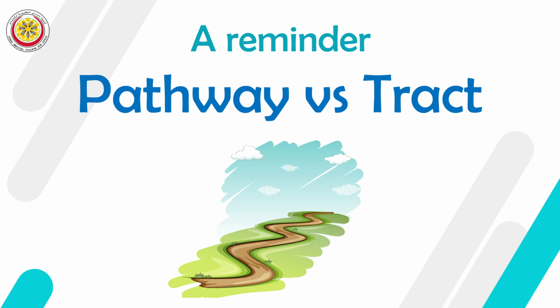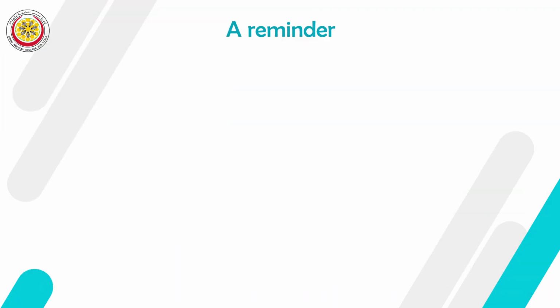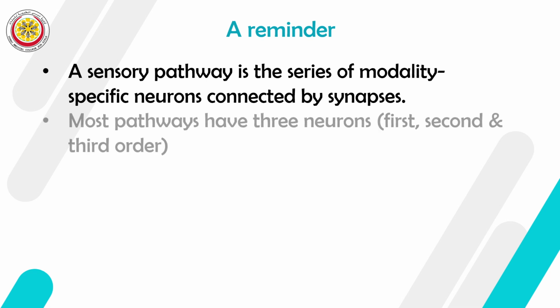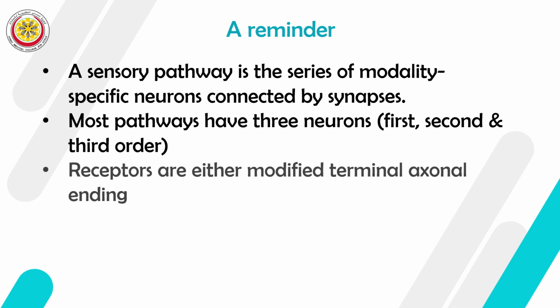Okay, this is regarding the pathways. Another reminder. A minimum of 3, a series of modality-specific neurons connected by synapses, and now we know why. Most have at least 3 neurons: first, second, and third order neurons. The receptors can be the first order neuron or can be an additional receptor neuron.